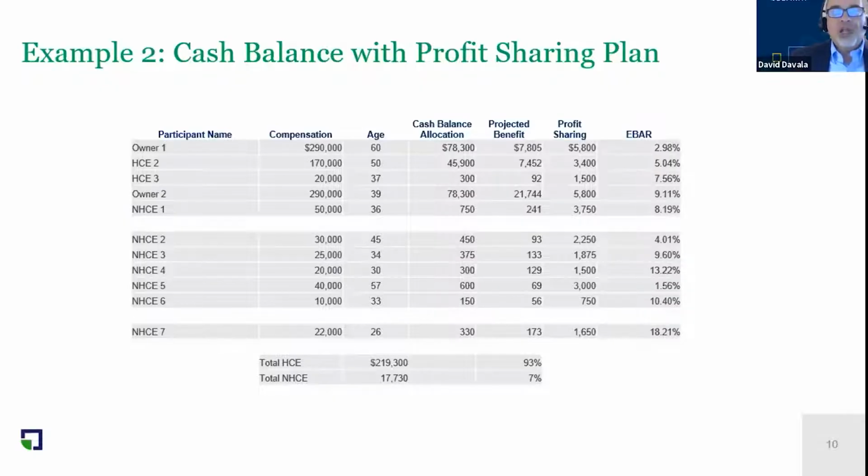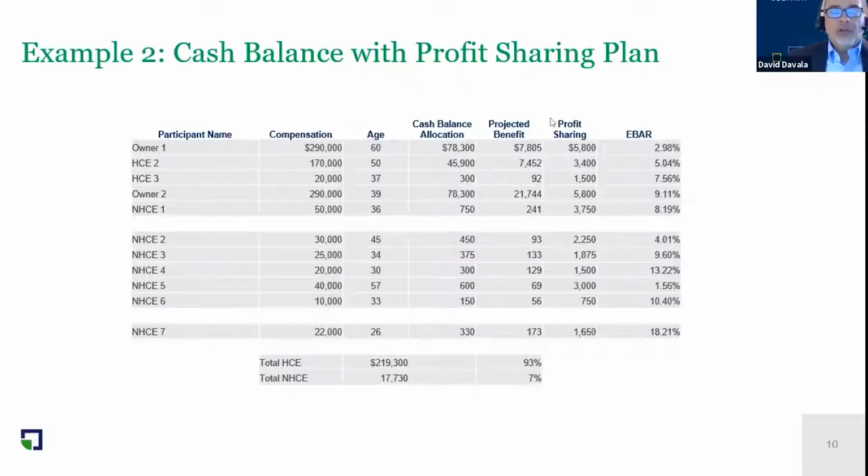Each participant's cash balance allocation is being projected to retirement age. In this example, age 65 at 5%. The projected amount is then divided by an annuity factor to calculate a projected benefit. The profit sharing contribution is projected as in the previous example.